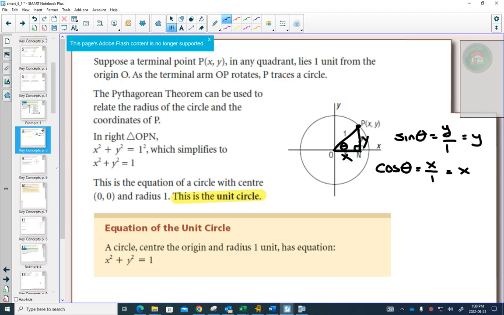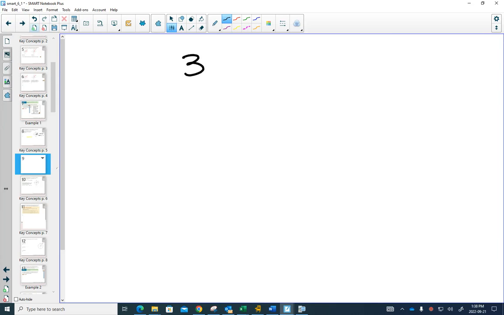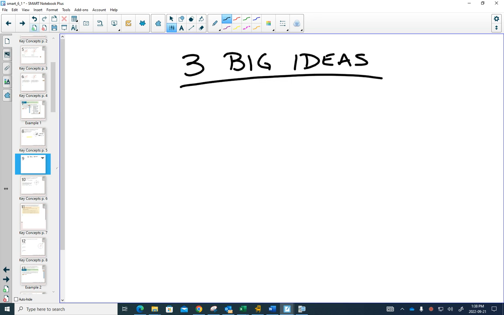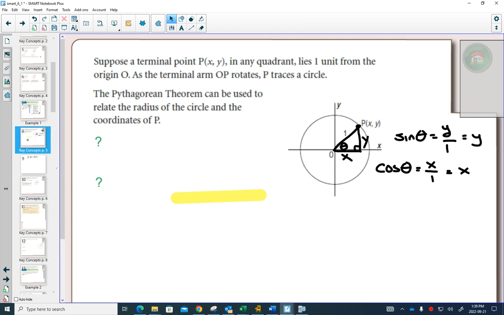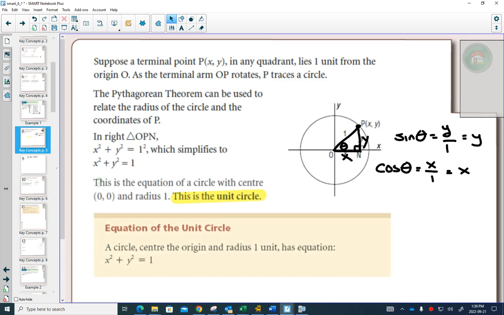And what we're going to do is start here. On page 470, at the bottom you have a little bit of space. You're going to write the 3 big ideas for this unit. Okay? We're going to get ready for big idea number 1, but we're going to turn back to our diagram here to discover big idea number 1.